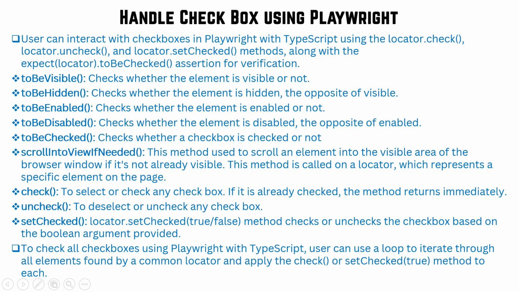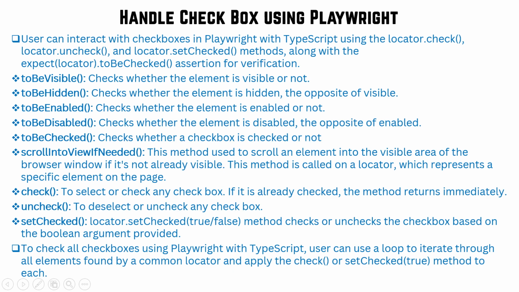To be disabled, it will validate or check whether the element is disabled, which is nothing but the opposite of enabled. To be checked, it checks whether the checkbox is checked or not. Scroll into view if needed. This method is used to scroll an element into the visible area of the browser window if it's not already visible. This method is called on a locator, which represents a specific element on the page.